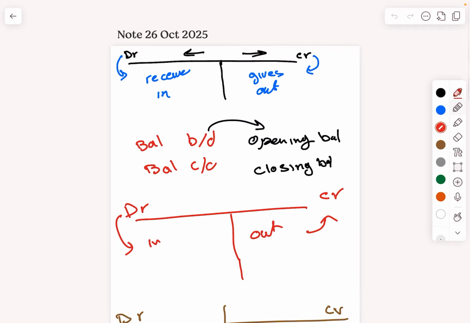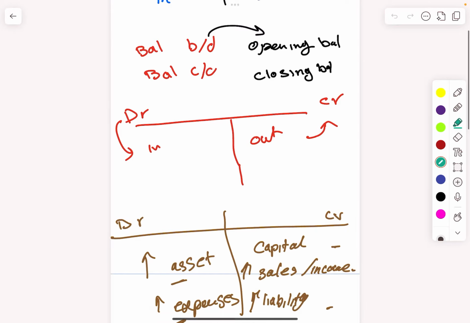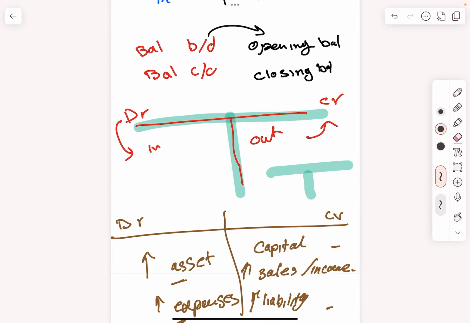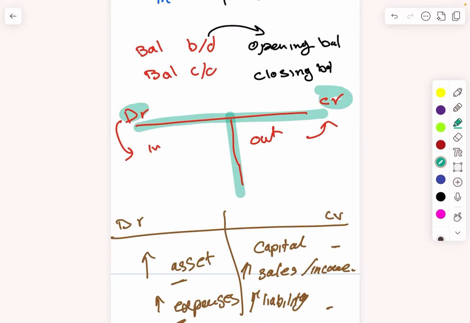Okay, first things first, the T account. The name comes from the letter T because it looks like a T. And it has two sides: one side is debit, which is the left side, and credit is the right side. Okay, what is debit and what is credit?